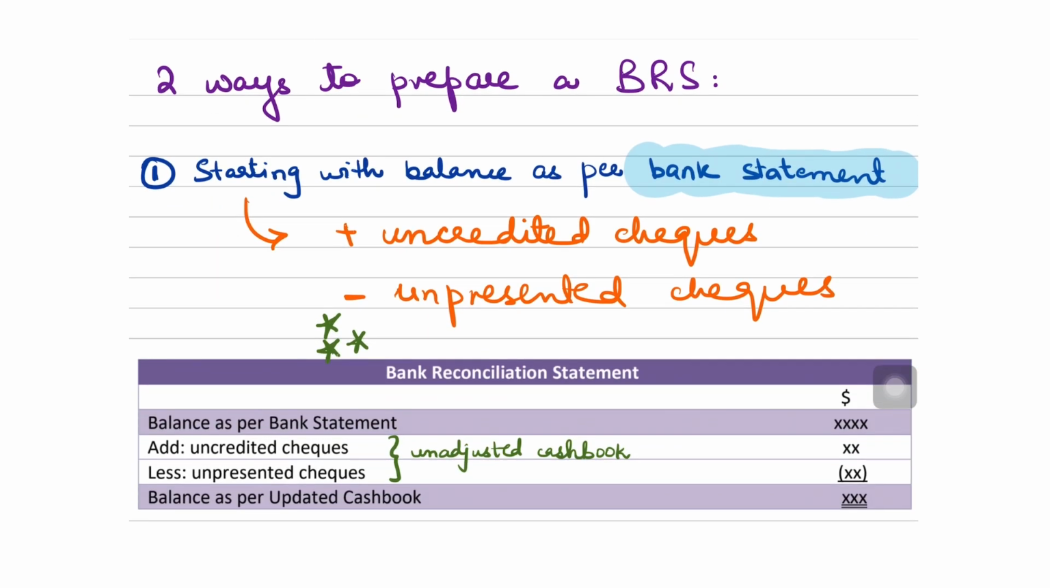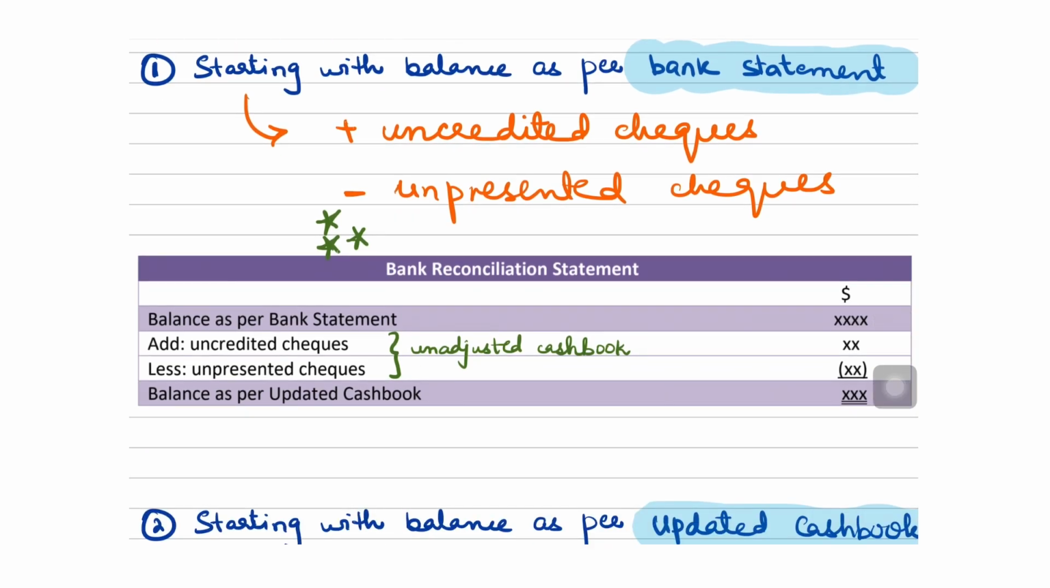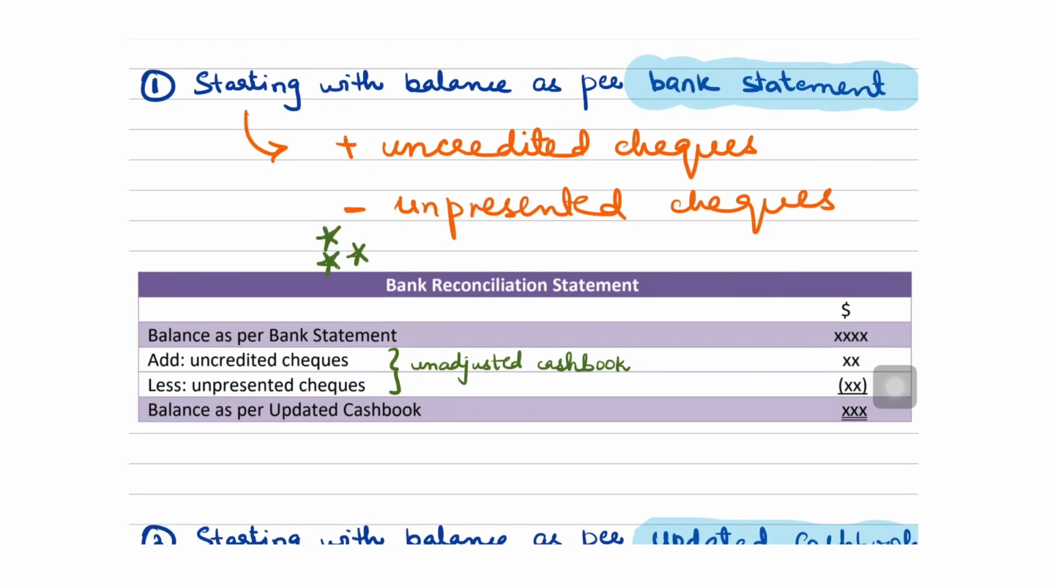Now, how to prepare a bank reconciliation statement? There are two ways in which we can prepare it, depending upon the information given to us. The first method is if the bank statement balance is given. So we start with the balance as per bank statement. It might be given to you in the question, or the bank statement will be given to you, so you have to see its final balance and begin your bank reconciliation statement with that balance, right?